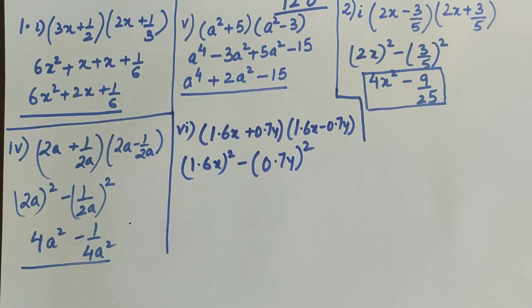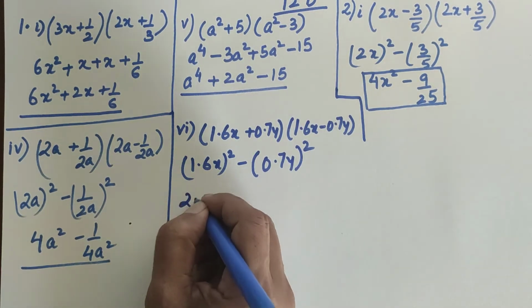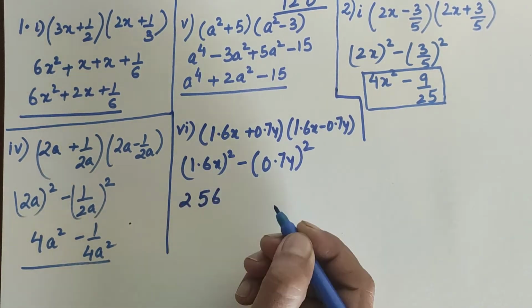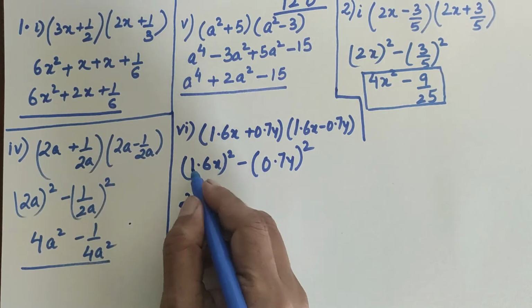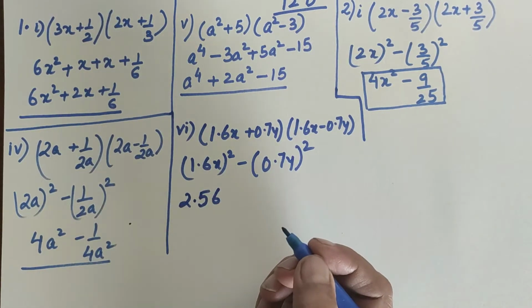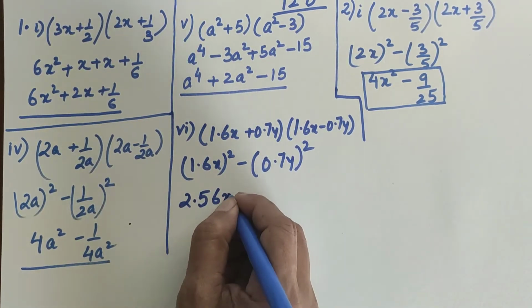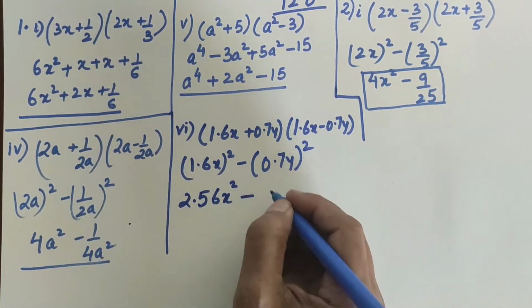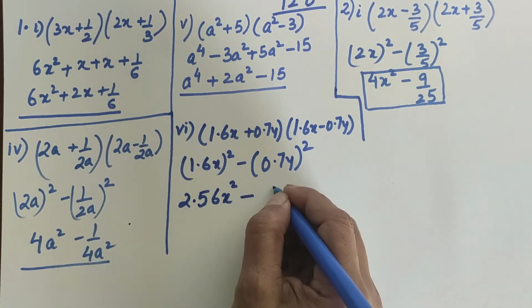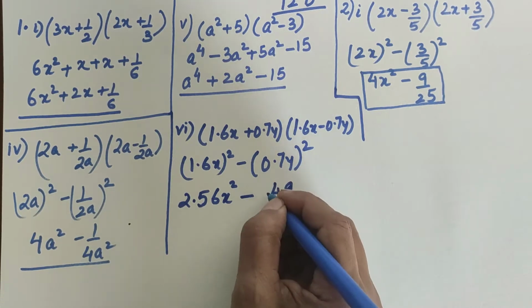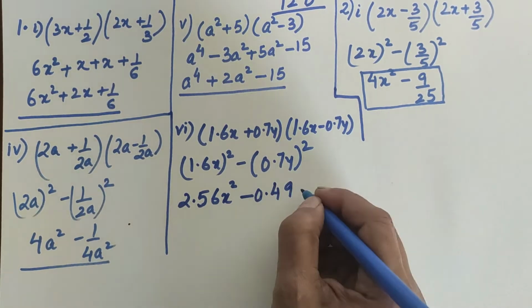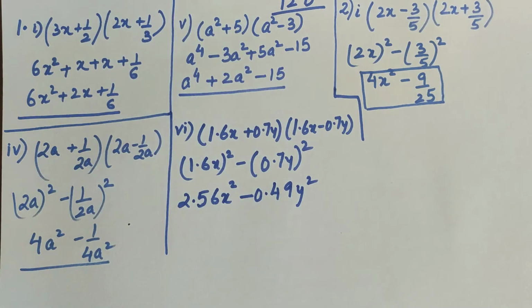Let me just check the answer. It is question number 2, part 6. 256, correct. So it is 256. Now where should the decimal be? After two places. So 256 means 2.56x square. Minus 7 square is 49. It means I write 49 after two places of decimal. So 0.49y square. This will be your answer.